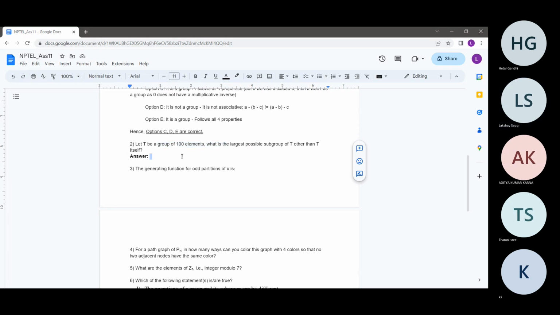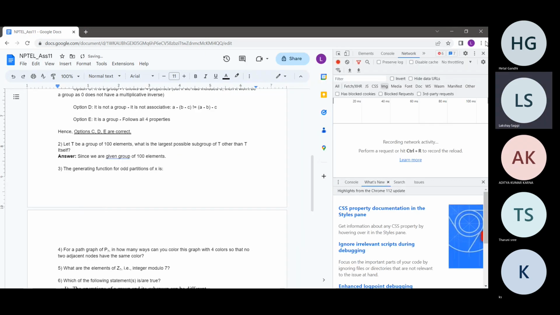I guess I'll just answer the question. Since we are given a group of 100 elements, basically what this means is that, okay, sorry for this.